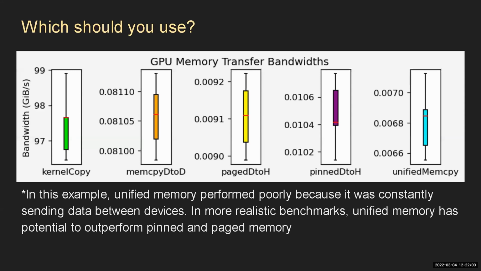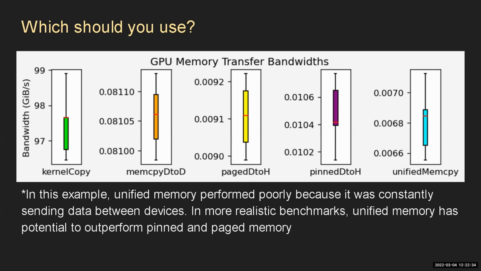Okay. So we kind of covered all the different ways we can transfer memory here. What should you use? So all of these are different box plots, and you'll notice when looking at these, they all have different y-axes, and that's because they're all very different values from one another as far as their range. So there's not really a way to put them on one axis, unfortunately.